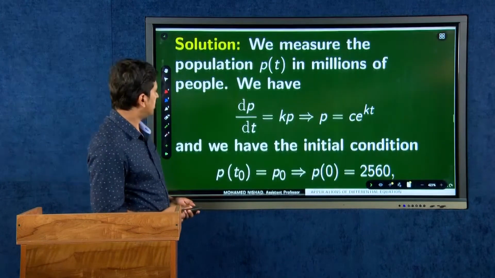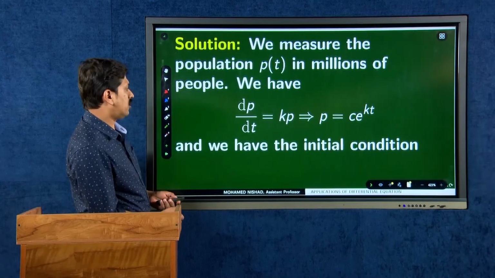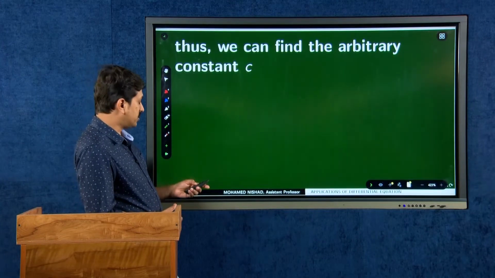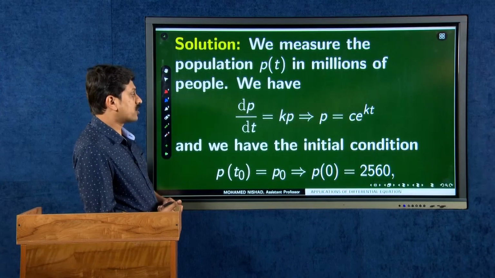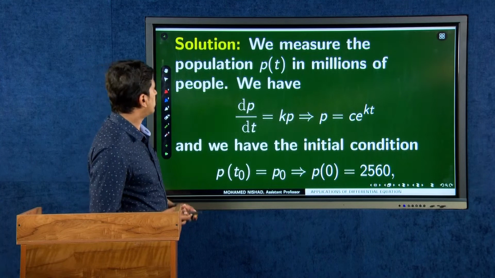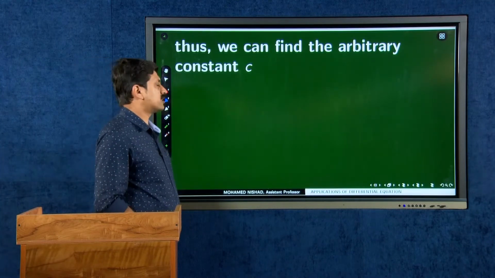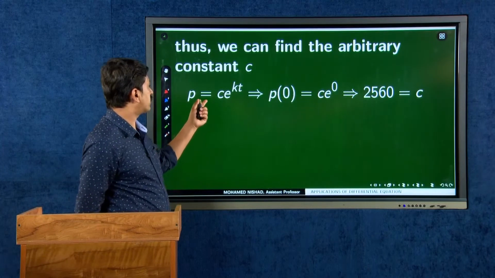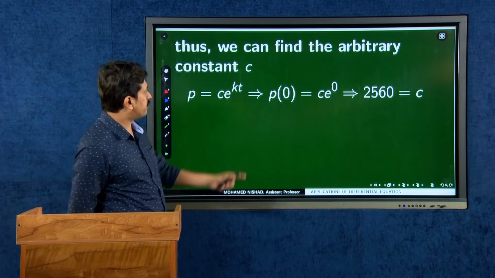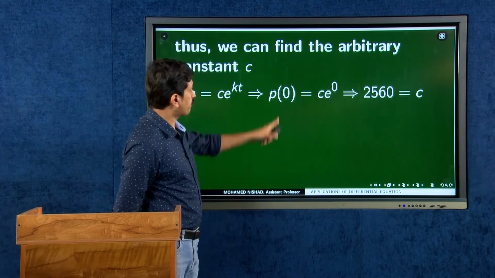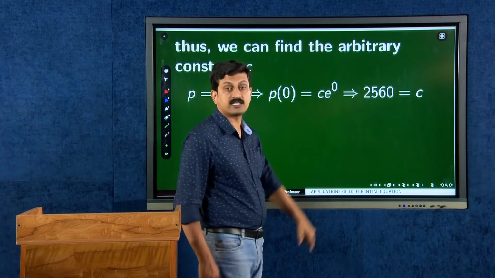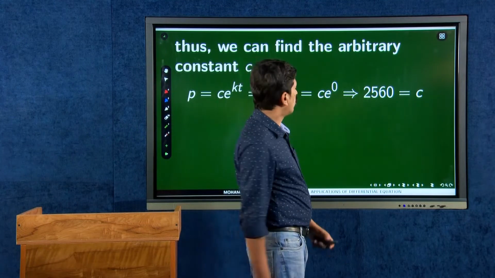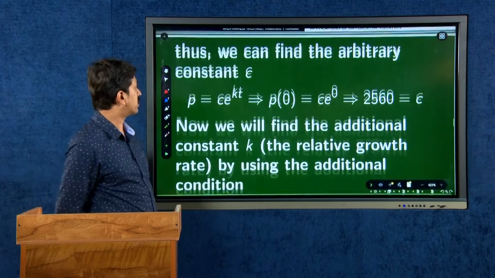See, dear students, we have the initial condition P of t naught is equal to P naught, that is P of 0 equal to 2560 millions. Thus we can find the arbitrary constant. P is equal to C e raised to kt, P of 0 equals C e raised to 0, and P of 0 equals 2560, that is equal to C. Now, the value of C is equal to 2560.